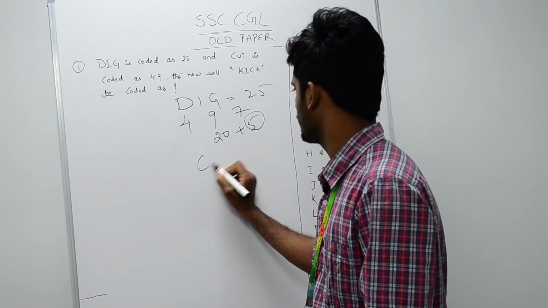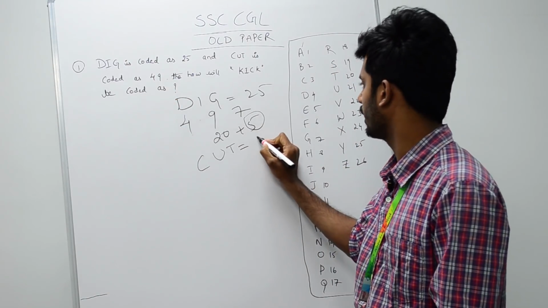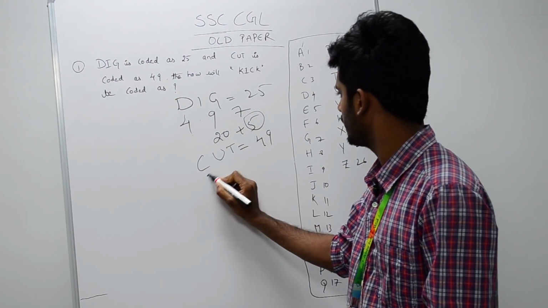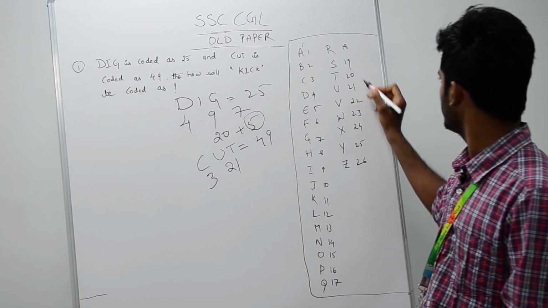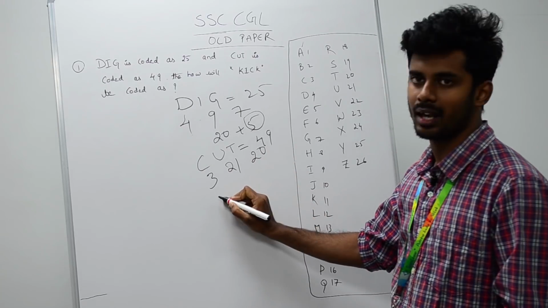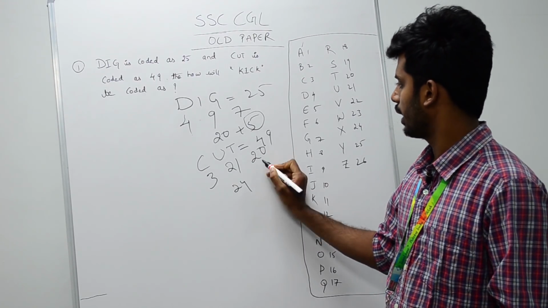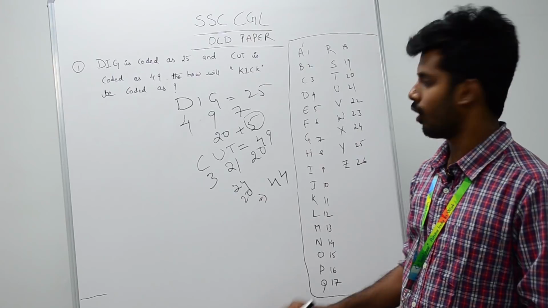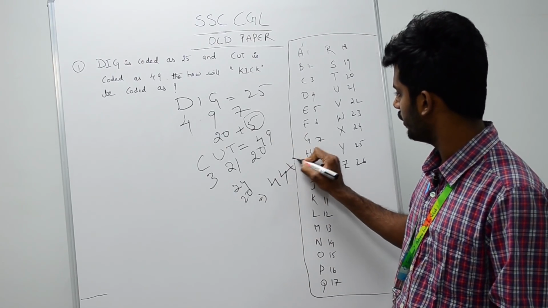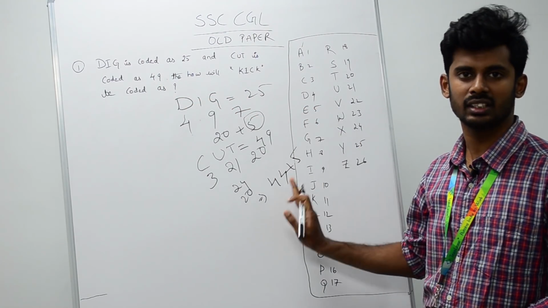Let's see CUT. CUT they have already given as 49. C is 3 and U is 21 and T is 20. So just add all these 3. 21 plus 3 is 24 and 24 plus 20 gives you 44. 44, again if you add 5, then it will give you the same answer 49. So the strategy is correct.